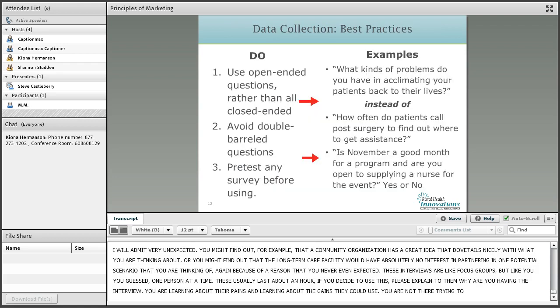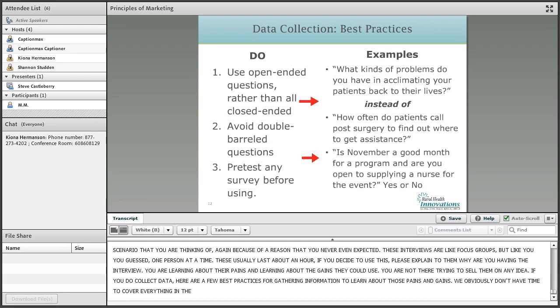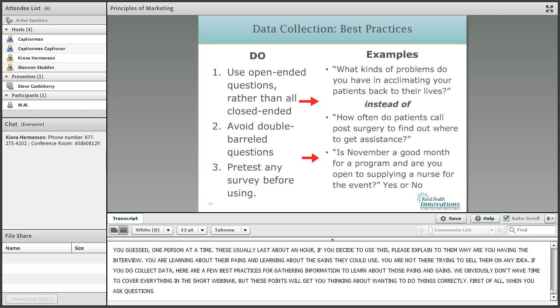Depth interviews are like focus groups, but with, yep, you guessed it, with just one person at a time. These usually last about an hour. If you decide to use this, please explain to them why you're having the interview. You're there just learning about their pains and learning about the gains they could use. You're not there trying to sell them on any idea.